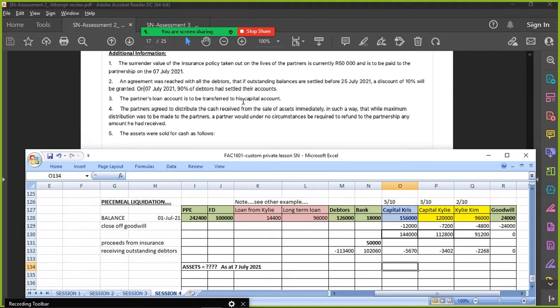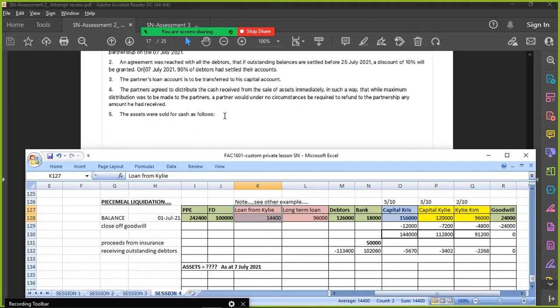Partner's loan account is to be transferred to his capital. Okay, yeah, so the loan account is a liability. I don't have to worry about that because I'm only looking at the assets. Does that make sense? Yeah. Okay, the partners, okay, that's the loss absorption capacity.